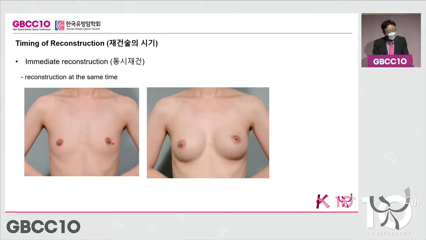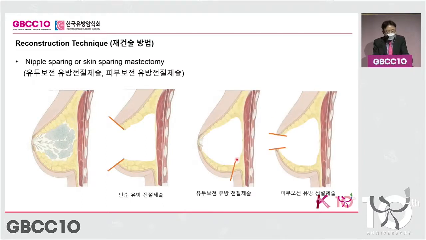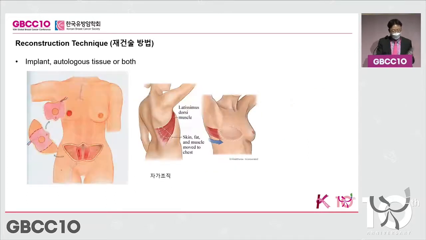However, the size and the shape will have to be created like this during the reconstruction surgery. Of course, depending on each case, the dissection line and the direction in the area may be different. In some cases, it's near the nipple, some cases not, or underneath the breast. You may make use of implants or autologous tissue transplant. Both can also be conducted.